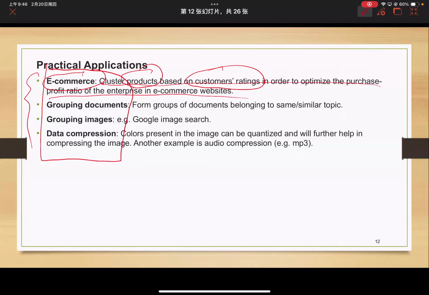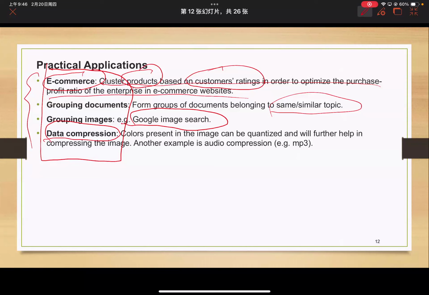And also it can be used to group documents, like the same topics with the same topics. And also like Google image search, it will give you some similar images to the one that you give to Google, right? So this is also a kind of clustering. And also data compression.